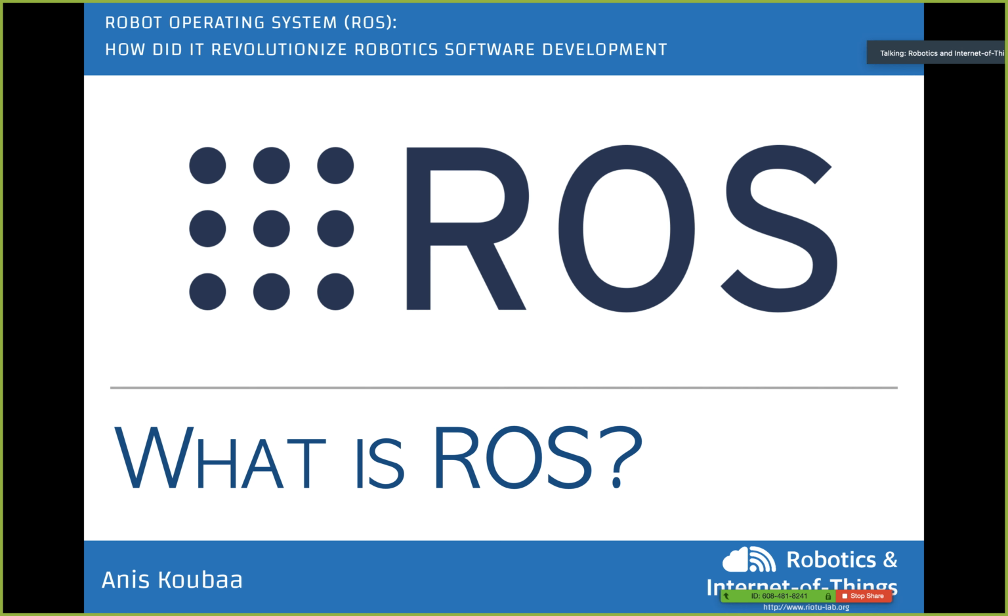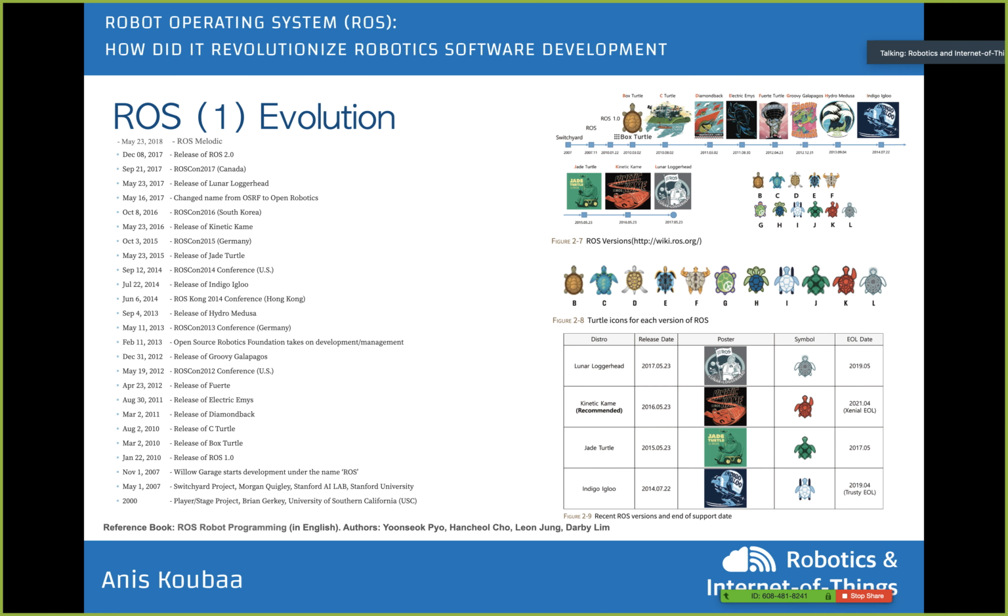So what is ROS now? We can consider ROS as a middleware, okay? A middleware that provides high-level abstraction between low-level hardware and drivers and high-level software APIs. So in this slide, I show the different distributions of ROS from when it was a small project in 2007, from Willow Garage and Stanford University AI Lab. And then, let's say the first release was in March 2010 with the Box Turtle version.